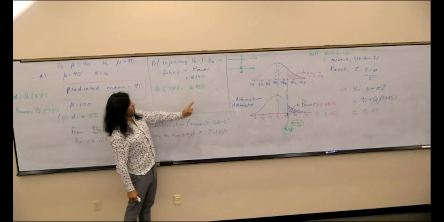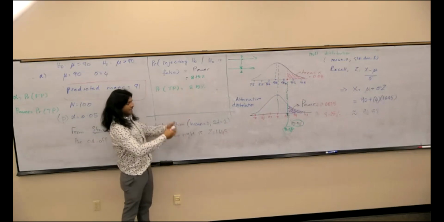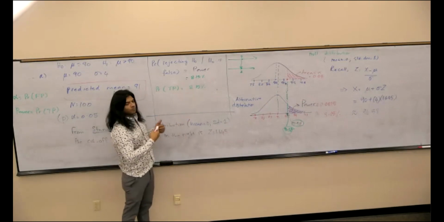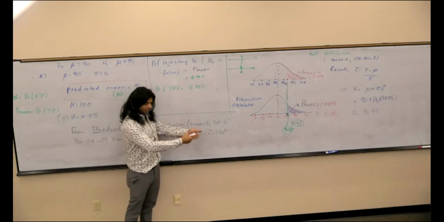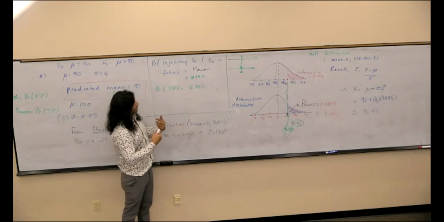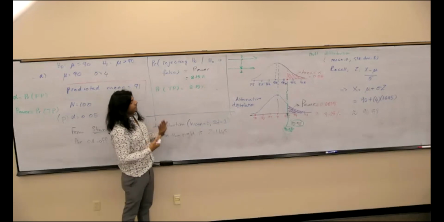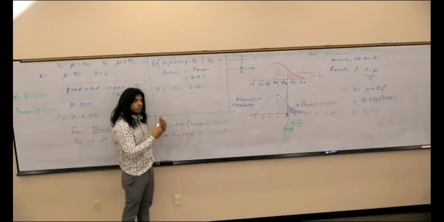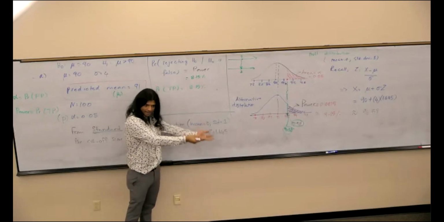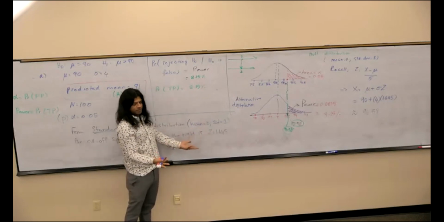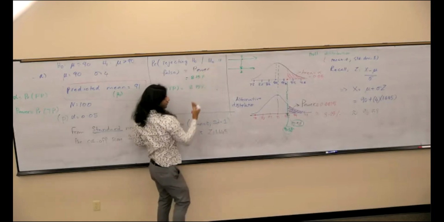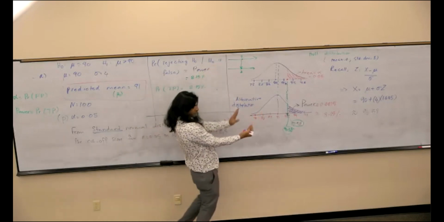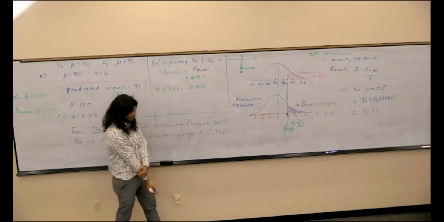What is power? Power is simply the probability of rejecting the null when the null is false. In simple terms, it is the probability of rejecting the null when you're supposed to reject the null. That's all this means. Null is false would mean you're finding evidence for the alternative.